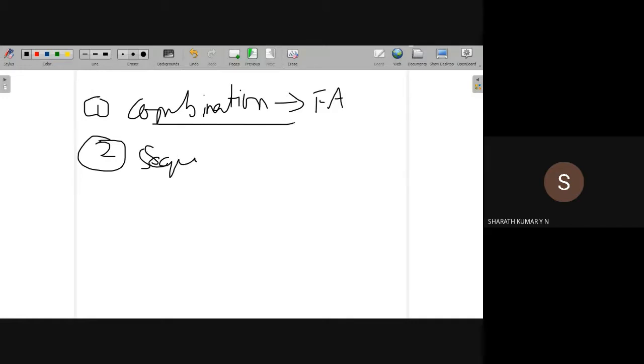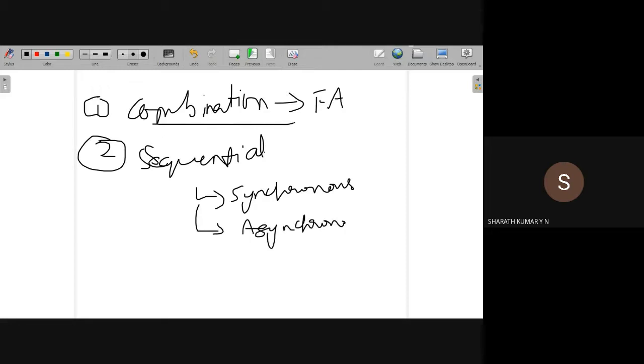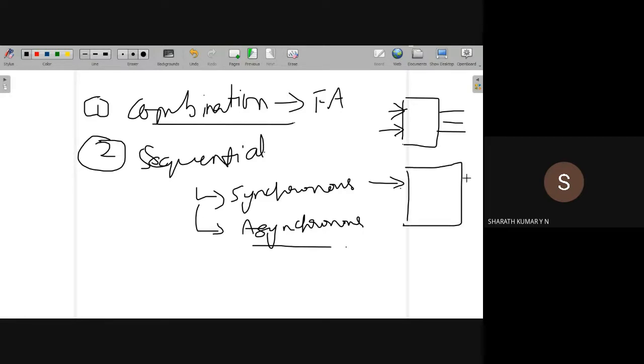In sequential circuit there are two types basically. One is known as synchronous sequential circuit. Another type of circuit is what is known as asynchronous sequential circuit. Now what happens is that combinational circuit output depends only on the input. In synchronous sequential circuit and asynchronous sequential circuit, the basic requirement is that there should be what is known as a feedback.